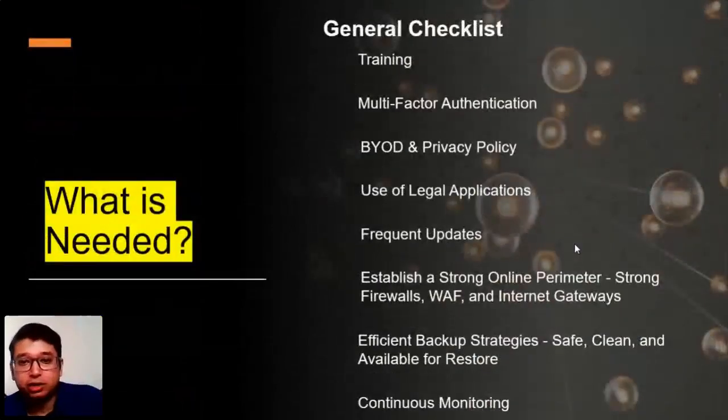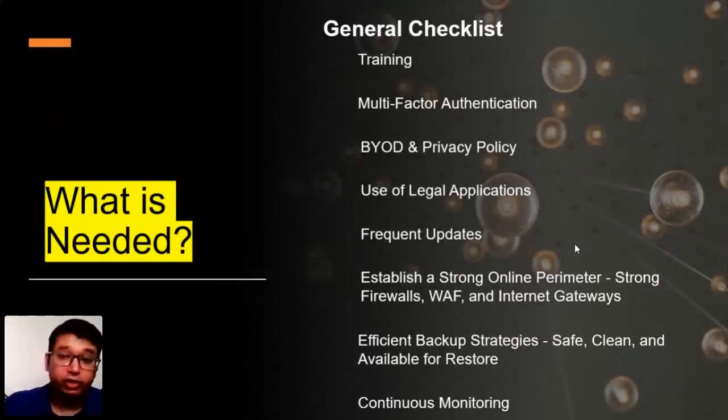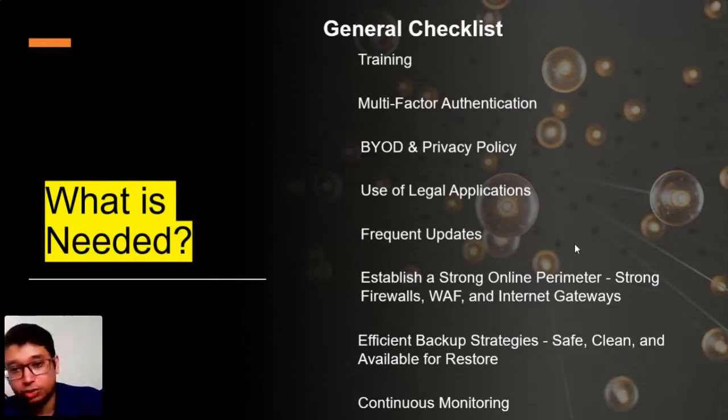And a few general checklist items, which we mentioned: multi-factor authentication, which is required. Bring your own device, and privacy policy learning is important, so please use that. Use legal applications. That is definitely one of the biggest mandates here. Don't go for pirated ones from probably Nehru Place or some other place, or any online torrent leaks. Don't use that. They will have virus elements. Don't trust them. And use legal applications and do the frequent updates.